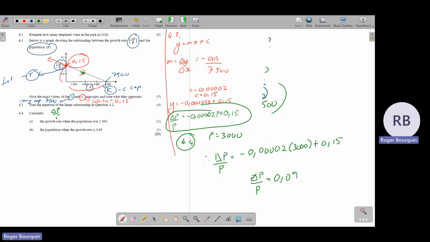Right, and last one. Okay. Now that's all. It's just the other way around. Okay, in B, delta P over P is 0.05. So you're going to get 0.05 is equal to negative 0.0002 times P plus 0.15. And if you solve for P, you're going to get P is equal to 5,000. So 5,000 elephants goes with the growth rate today.